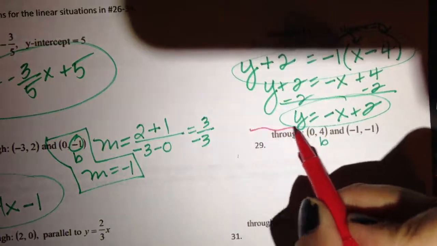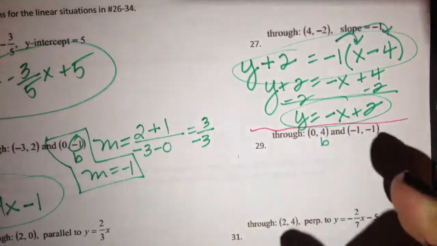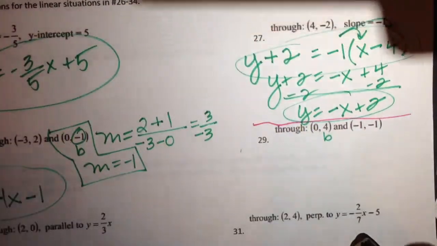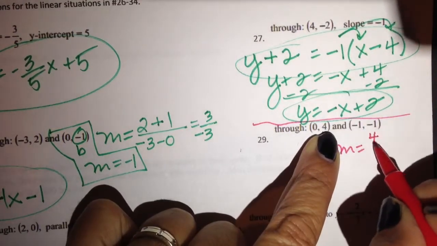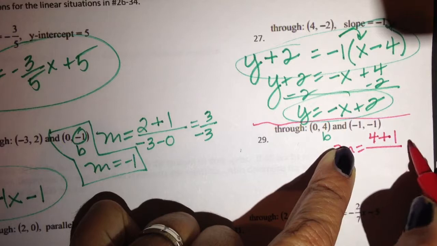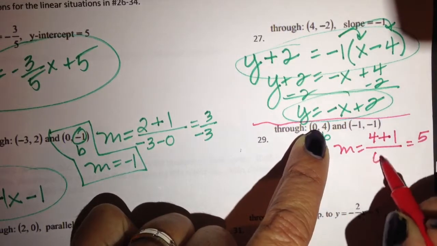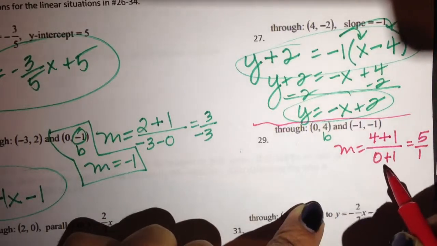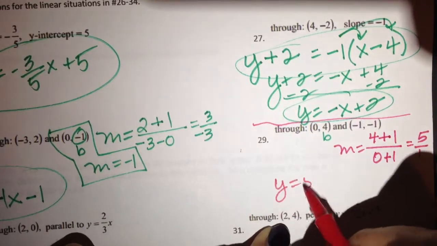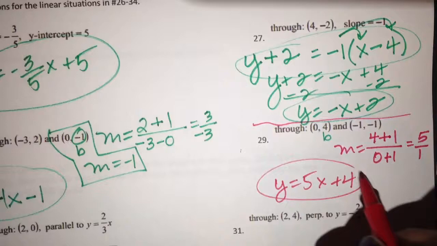I'm recognizing that the b is 4, so y equals mx plus b is going to be the route to go again. Let me calculate the slope quickly. 4 minus negative 1 is going to give me 4 plus 1. And 0 minus negative 1 is going to give me 0 plus 1. So my slope is 5. y equals 5x plus 4.